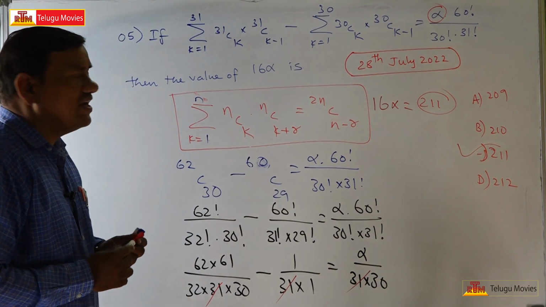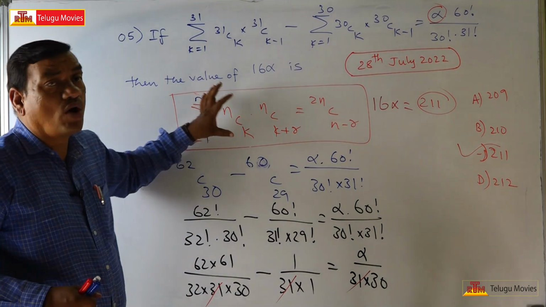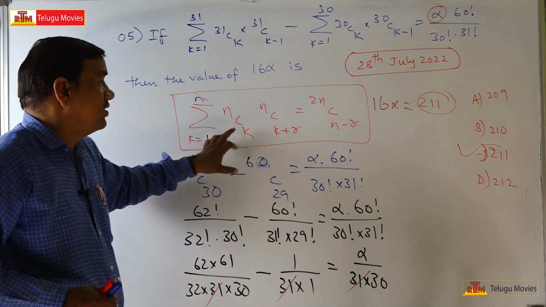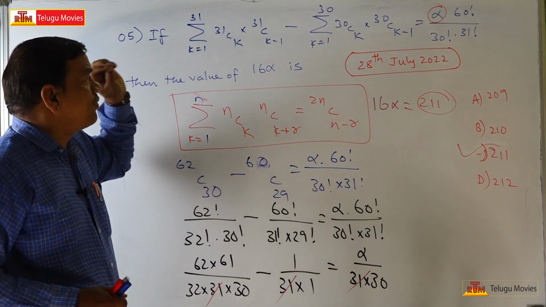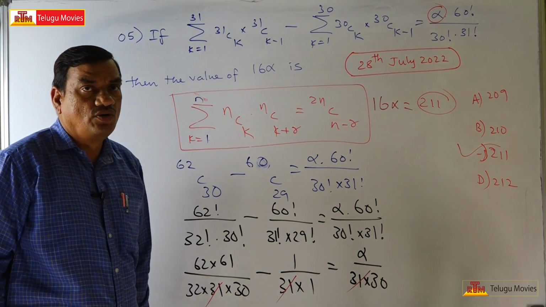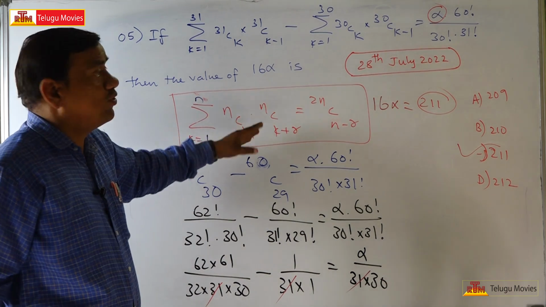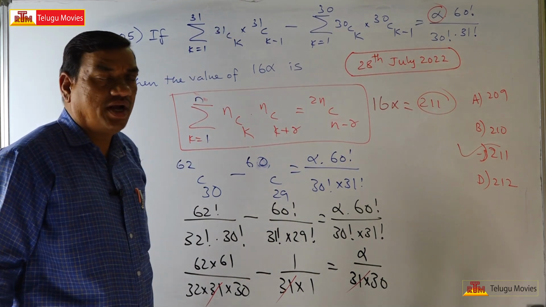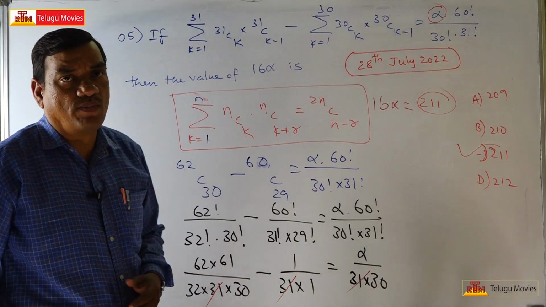Okay. So, very, very nice problem. If you know the properties of binomial distribution, if you know this property, the problem is a very, very easy one. Basing on this property only, the problem is framed. Right. So, let us go for next problem.